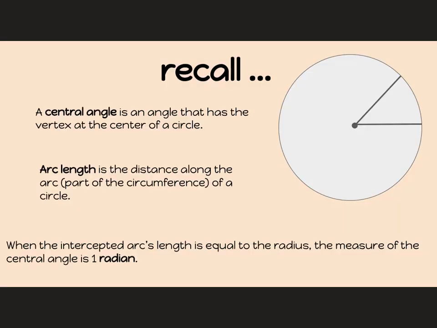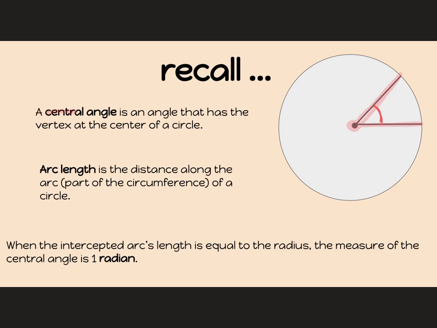This is some stuff from geometry. Just so that you're familiar with the vocab, a central angle is an angle that has a vertex at the center of a circle. So right here's the vertex. This would be the central angle, this angle right here.